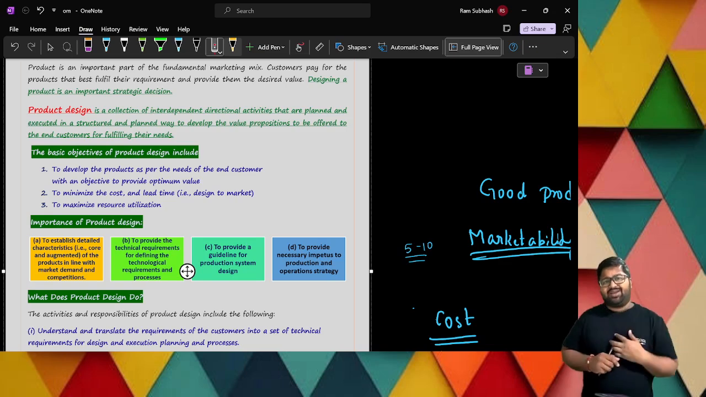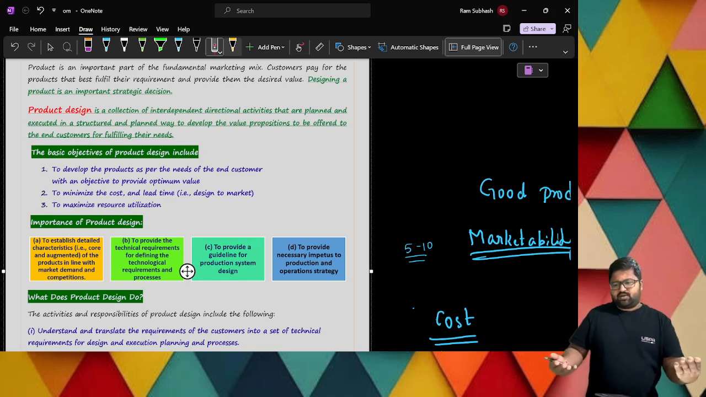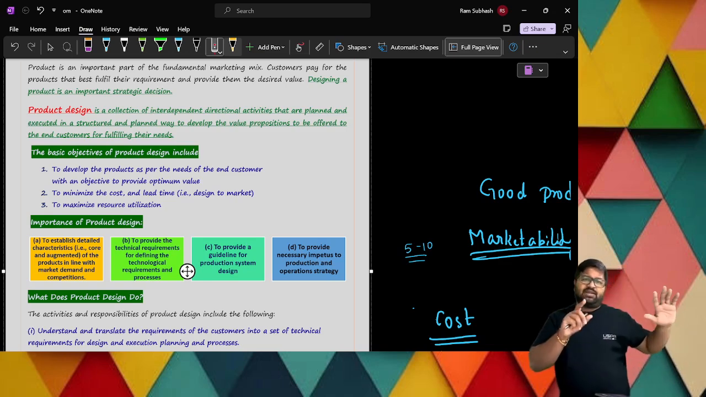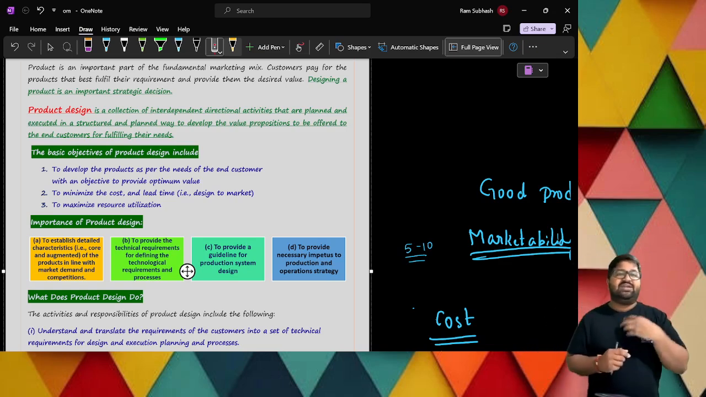When I enter the market and want to buy an iPad, I will see the look. By seeing the look, my first impression will be on how it looks. The furnishing is superb, and the glass and all the finishing is superb. This is the basic fundamental impression by which the customer will take a decision.